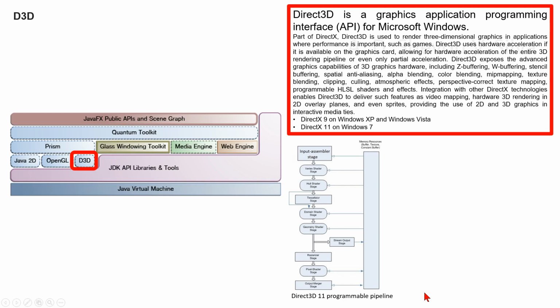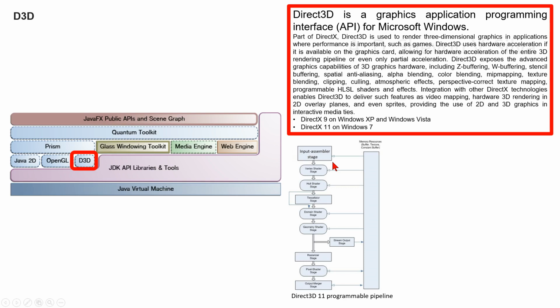Input assembler stage. The Direct 3D 10 and higher API separates functional areas of the pipeline into stages. The first stage in the pipeline is the input assembler, IA, stage.